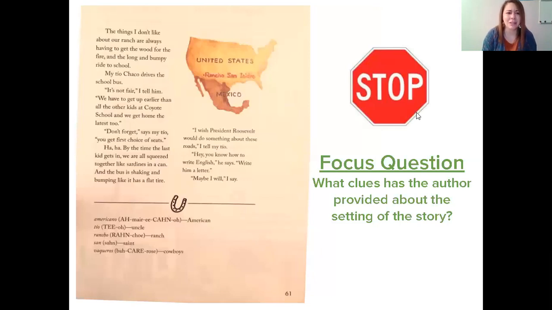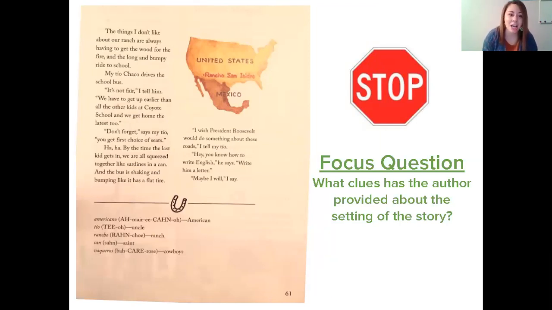The things I don't like about the ranch are always having to get wood for the fire and the long and bumpy ride to school. My Tio Chaco drives the school bus. It's not fair, I tell him. We have to get up earlier than all the other kids at Coyote School, and we get home the latest too. Don't forget, says my Tio, you get the first choice of seats.